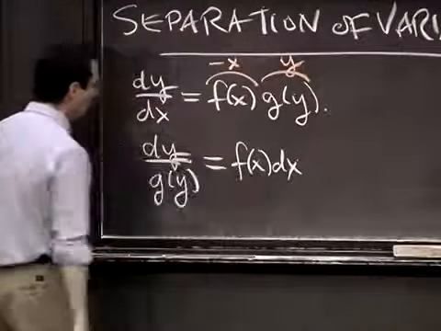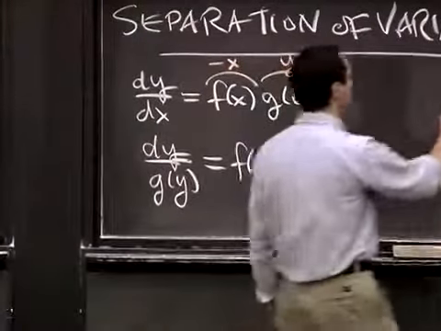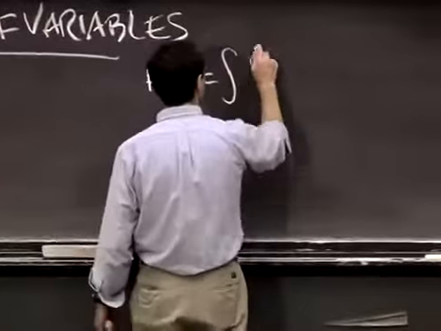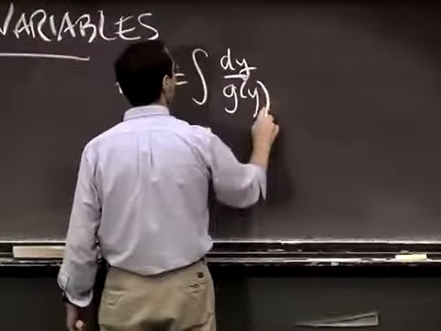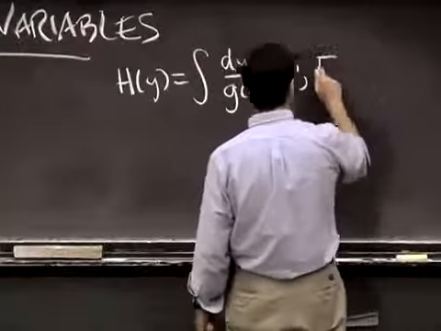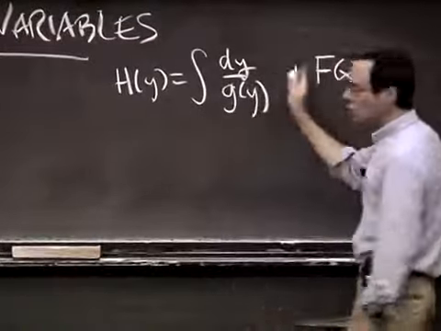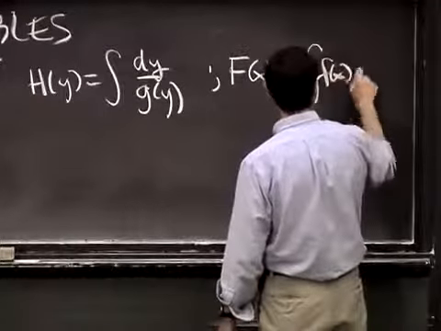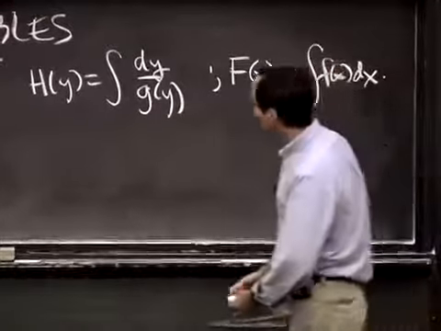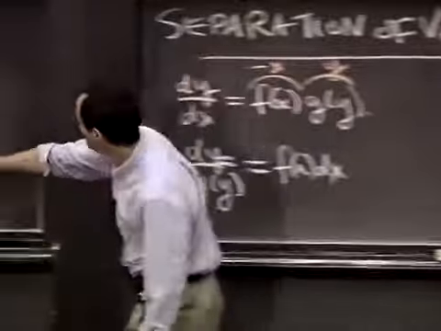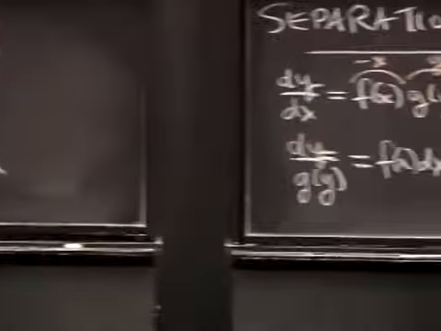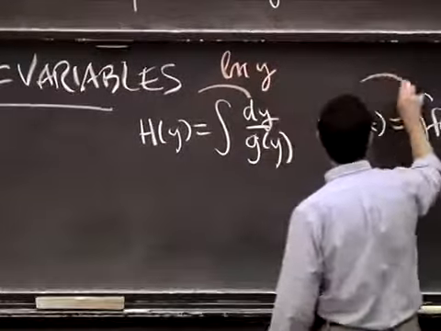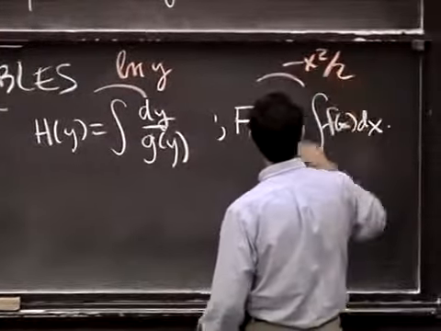And then we just anti-differentiate. So we have a function h, which is the integral of dy over g of y. And we have another function, which is f. Note they are functions of completely different variables here. Integral of f of x dx. Now, in our example, we did that. We carried out this anti-differentiation, and this function turned out to be log y, and this function turned out to be minus x squared over 2.